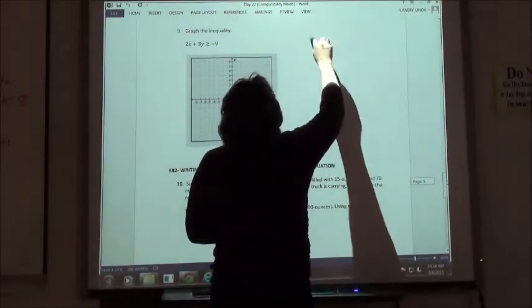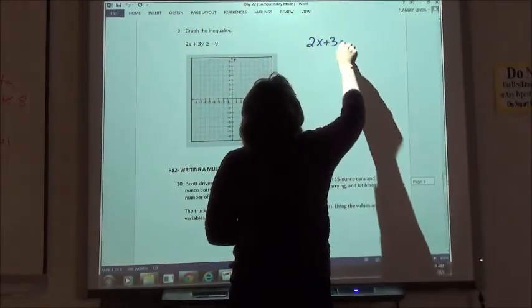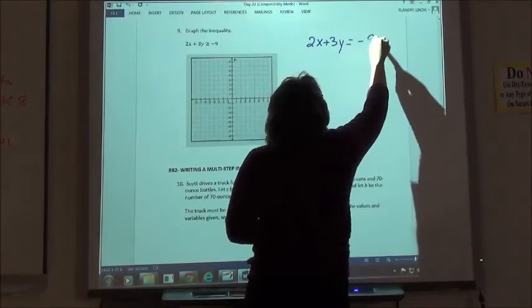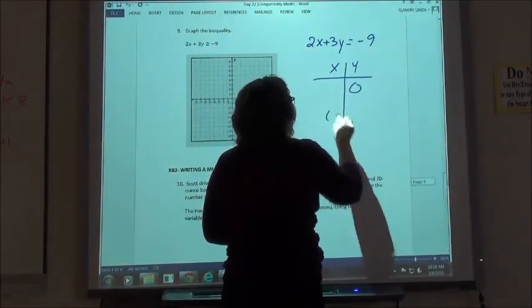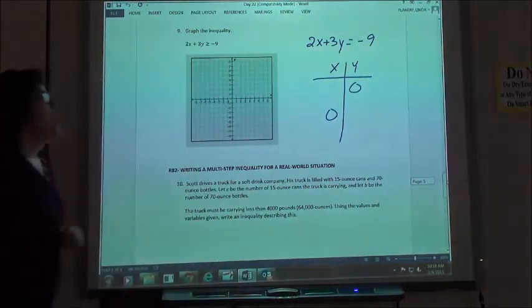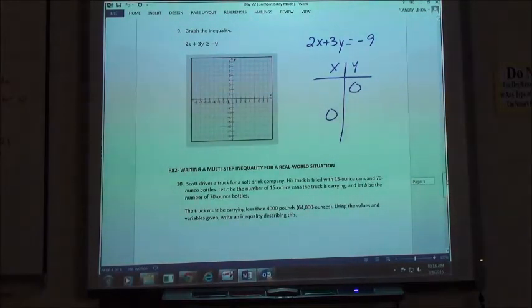Number 9, we have 2x plus 3y. We're pretending it says equals negative 9. We're going to find our x and our y intercept. So if we put 0 in for y, what is x going to be?